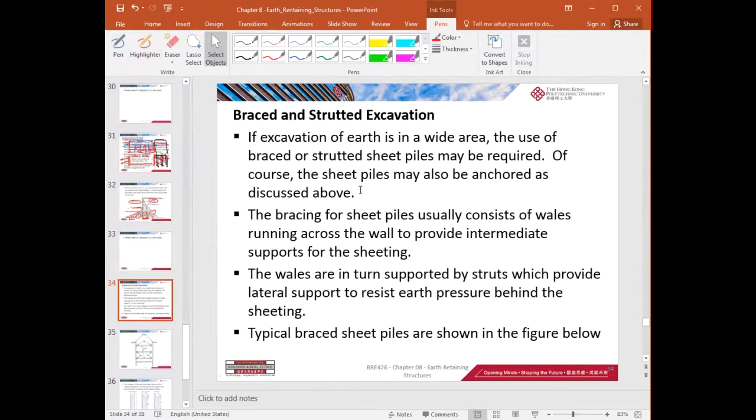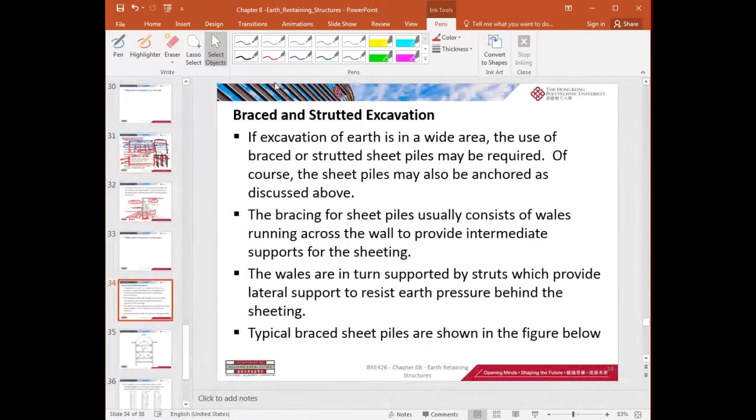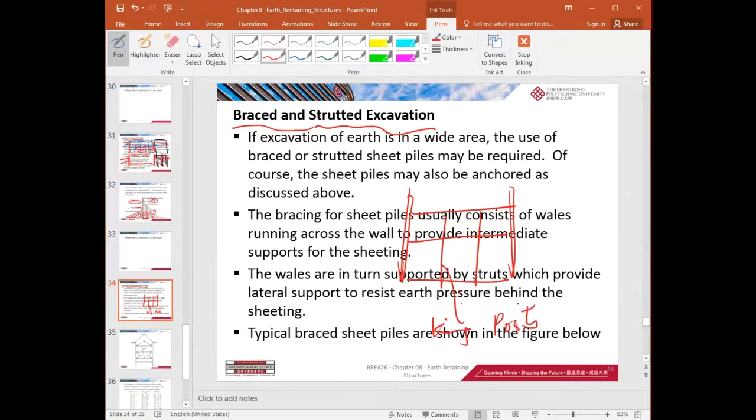So, braced structure excavation. I've told you. The bracing means you got a sheet pile, and then you have the walings and strut. Okay, so that is the strut or braced excavation. So the name of the vertical is the king post, and here are these horizontal struts.